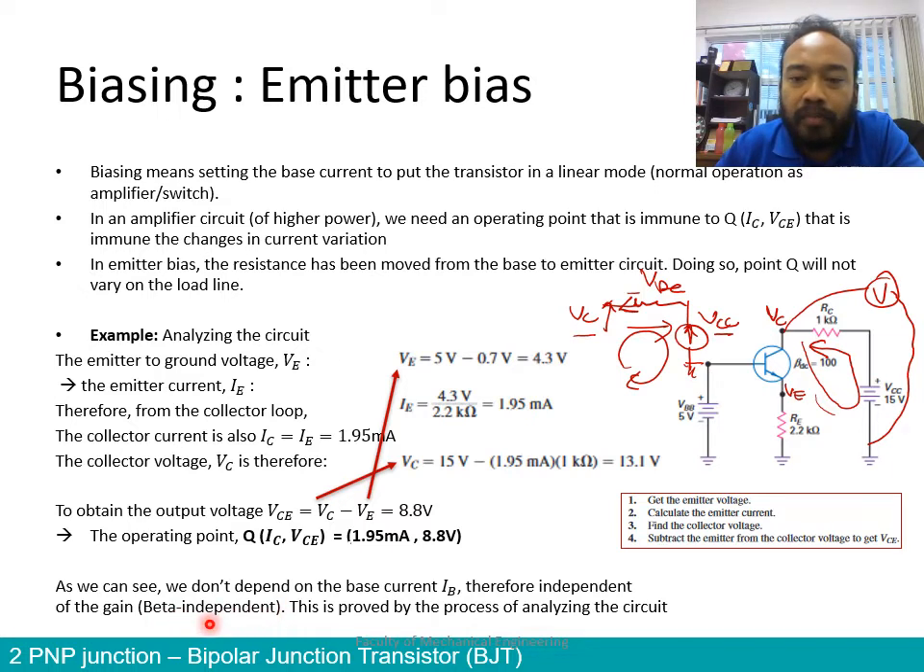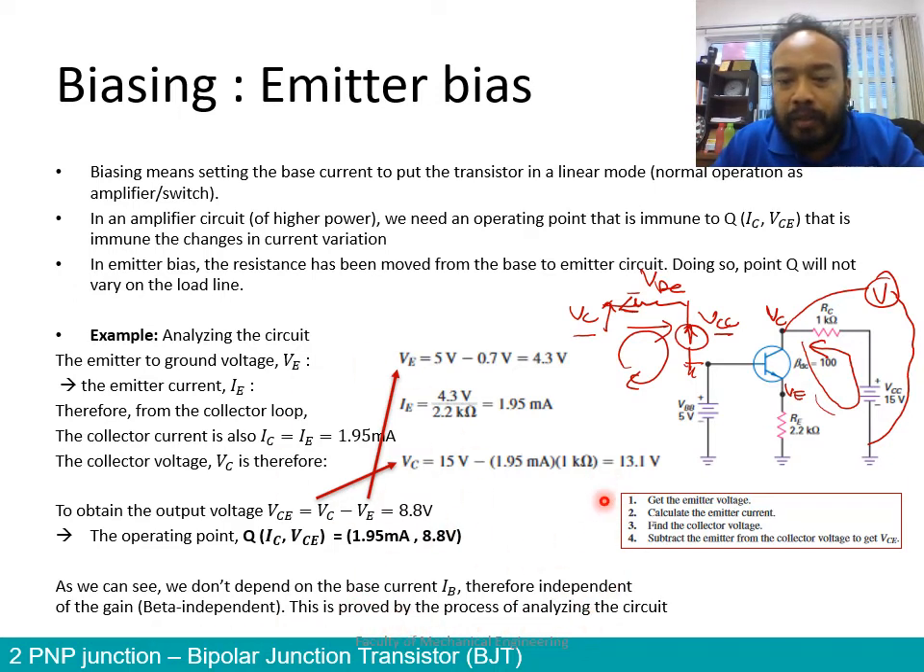So regardless of the value of beta, you could calculate the operating point, and therefore regardless of the value of IB, you will always be operating at this operating point. There will be no variation of IB. Therefore, your operating point will always be at the same point. There is no possibility of moving on the load line as we had in base bias just now. So this is proved by analyzing the circuit: we are beta independent.